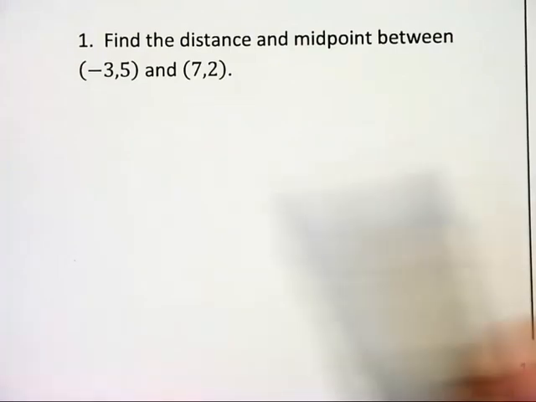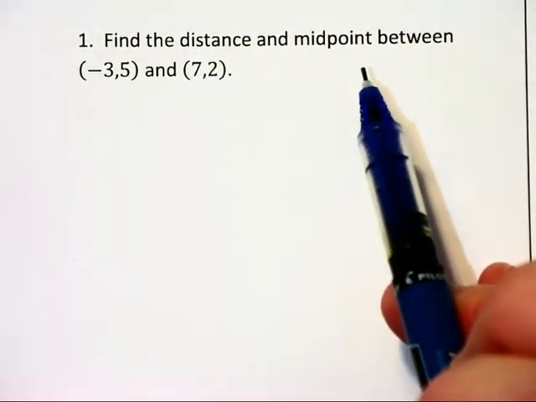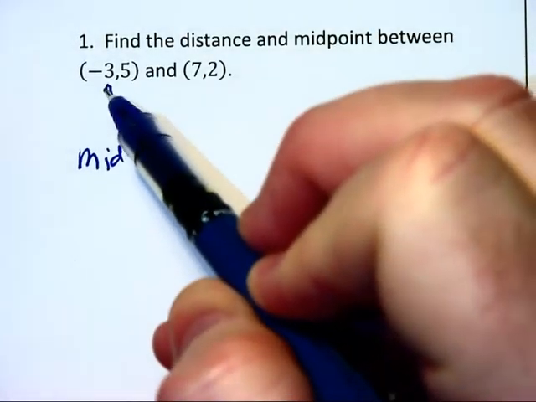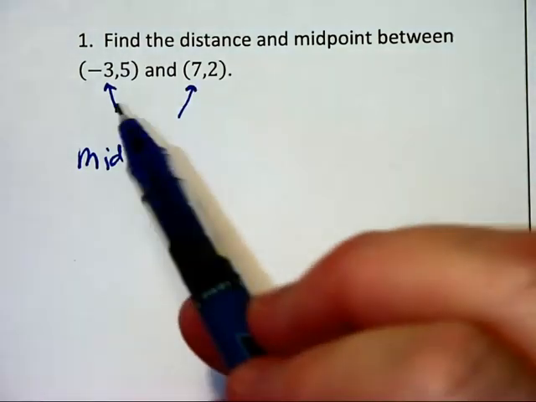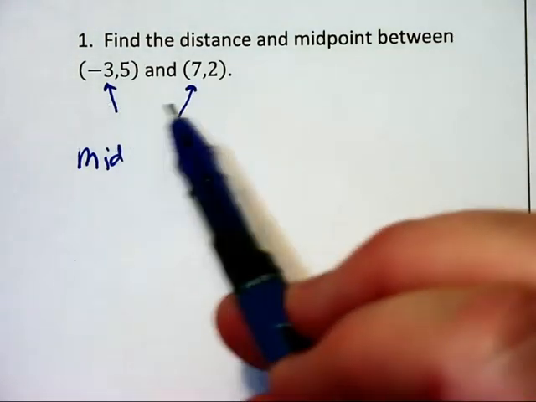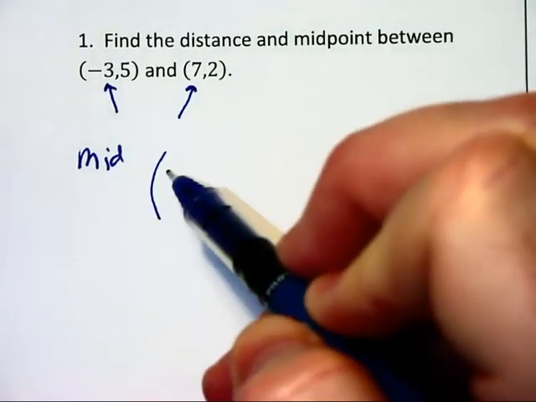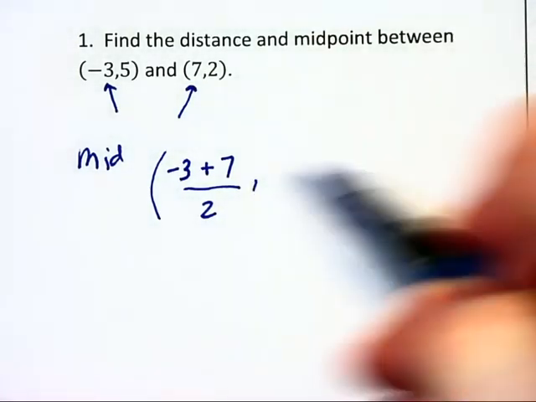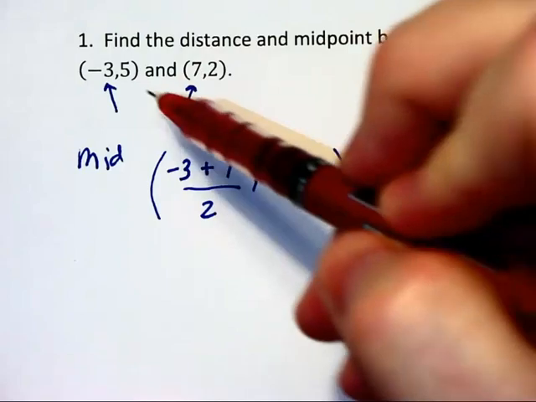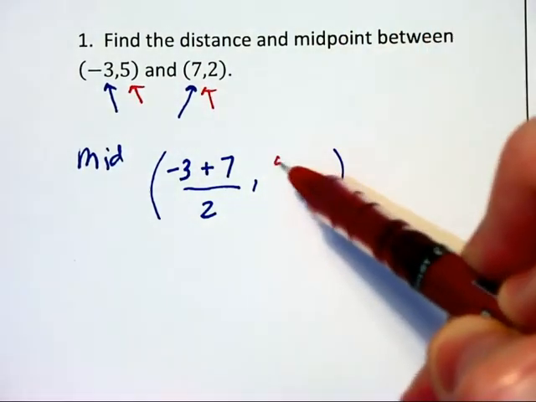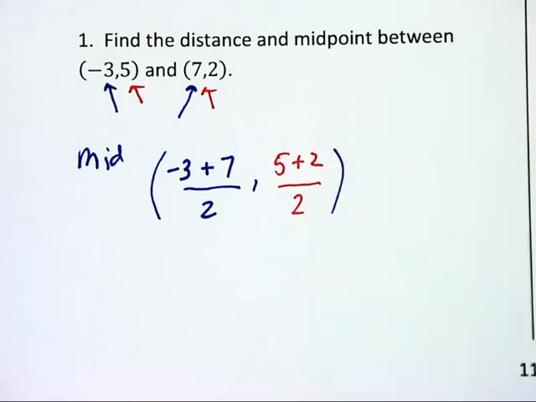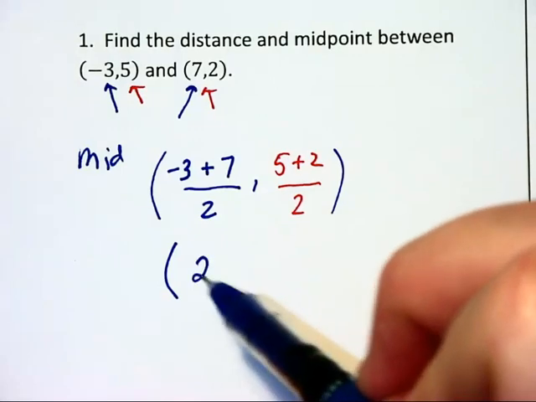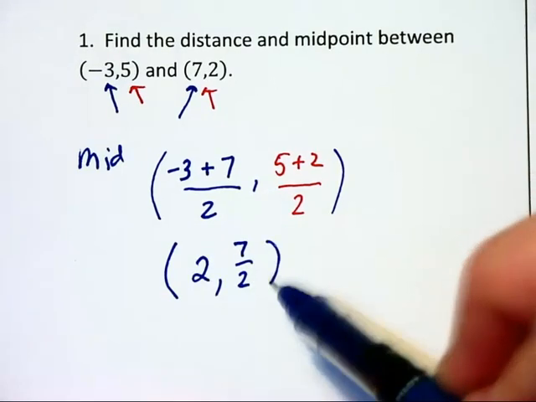Now let's apply this to a problem. We want to find the distance and the midpoint between these two. Now let's start with the midpoint. Now to find the midpoint, I need to find the halfway point, at least on the x's, between -3 and 7. Now you can either just do that in your head, or you can say, take the -3 and the 7, add them up, and divide by 2. And then for the y-coordinate, do the same thing for 5 and 2. Add the 5 and 2 together, and then divide by 2. You will then find out that the midpoint between these 2 points is at 2, 7/2, or 3.5.